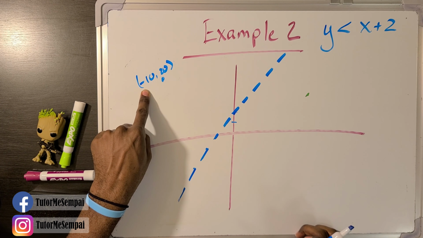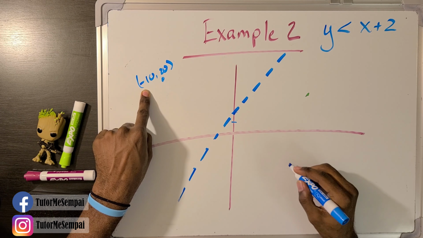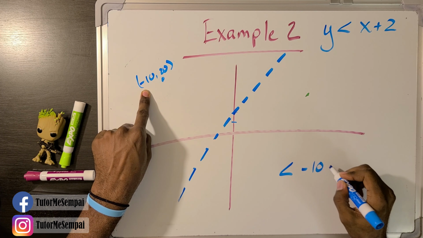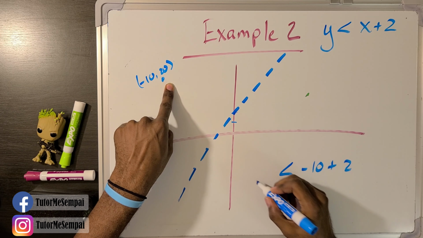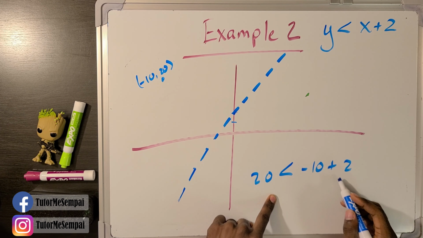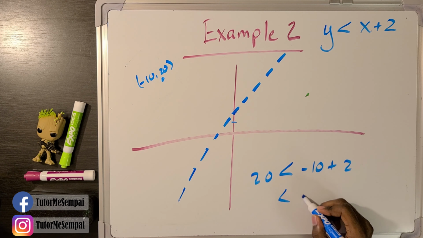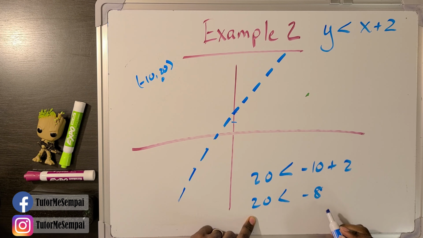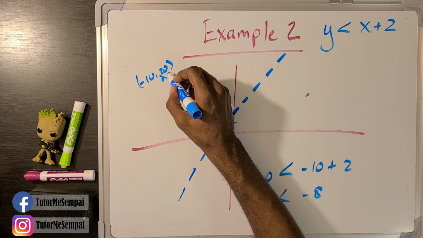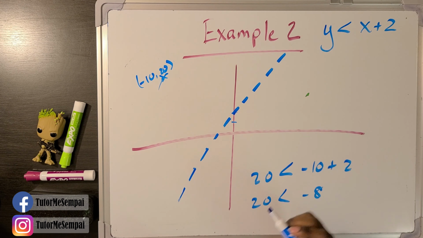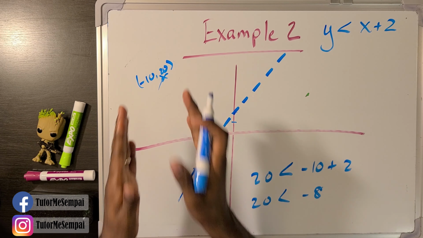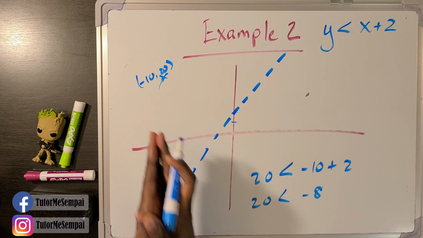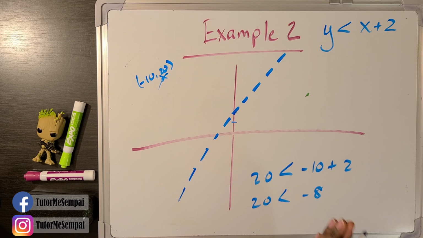So x is going to be -10. So we have y less than -10 plus 2. Y is going to be 20. -10 plus 2 gives us a -8. 20 less than -8. Is this true? Is 20 less than -8? No. So this does not satisfy our inequality. Therefore, the shaded region is not on the left, but on the right, like our shortcut said.